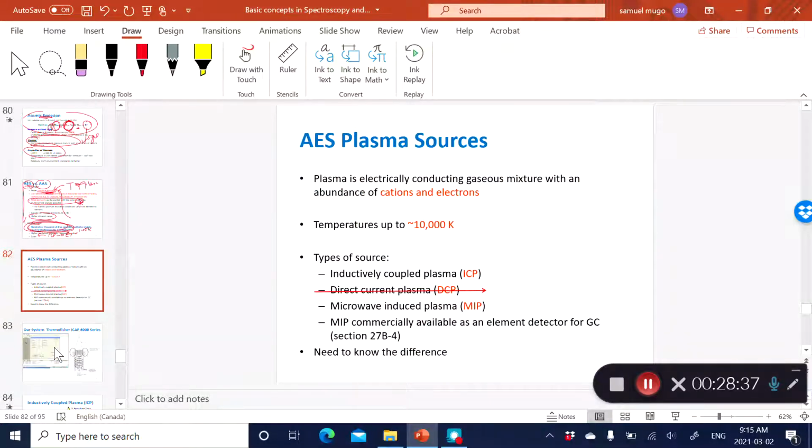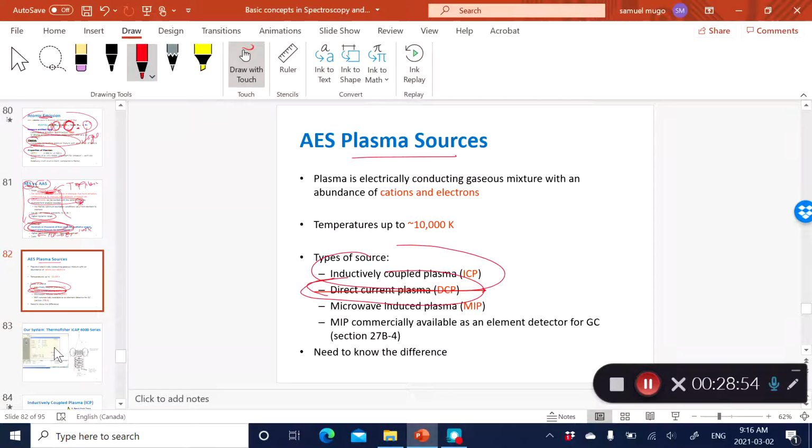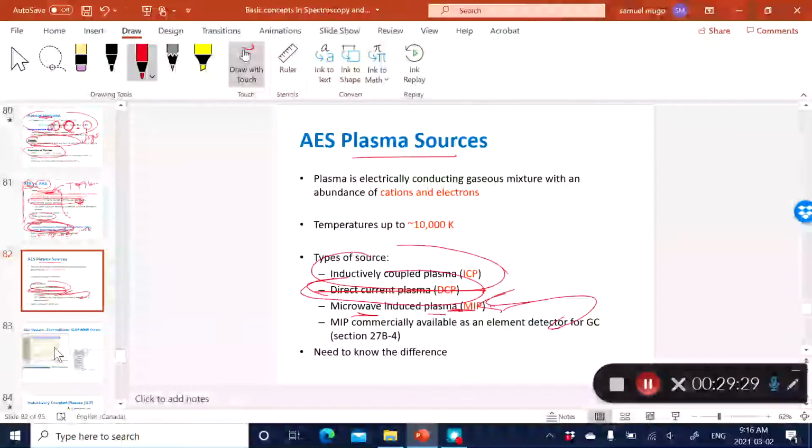So there are different types of plasmas that you can use. Now, the most common is the ICP, and I'm going to discuss how it's generated. Another fairly common type is a direct current plasma. And there's an advantage and disadvantage of using either the ICP or the DCP. But you can also generate plasmas using microwaves, but again, the temperatures are not too high. And as such, it's not a very common atomizer for AES. In fact, it's typically used as a detector for gas chromatography. So microwave induced plasmas are not very common for atomic spectroscopy. But ICP is the most common, and to some extent, DCP can be used as well.